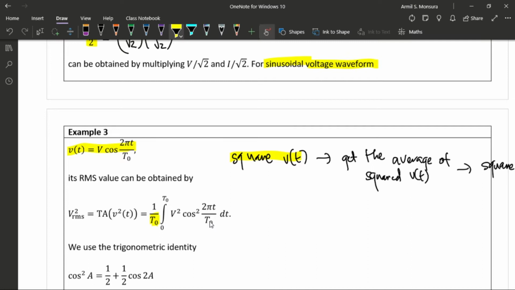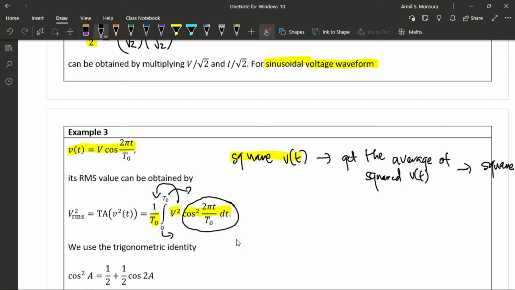So this is now your squared waveform. This V square comes out, so we can take it out of the integral. Again, take note that the lower limit and the upper limit are the boundaries or the endpoints of the interval of your periodic cycle. And then our problem now is how to integrate this expression.